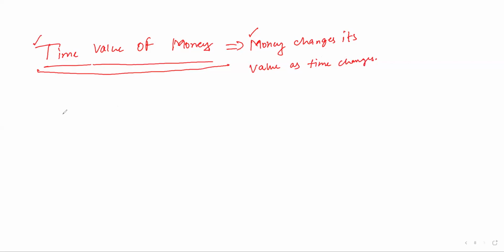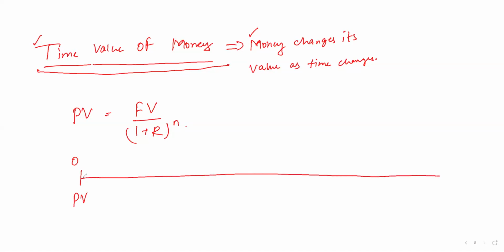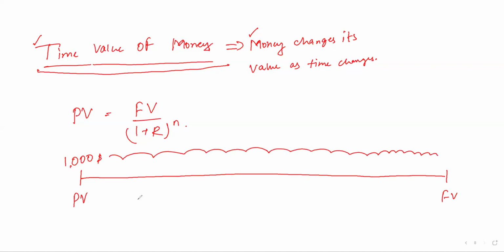Now, every equation of time value of money is based on the simple formula that is present value is equals to future value upon 1 plus r raised to n. What do I mean by this? This is present value. This is the amount that I invested today. And this is future value. Let's say this amount, $1,000 invested today. Future value gives you the amount that this $1,000 will become after a given period of time. Let's say that time is 10 years.